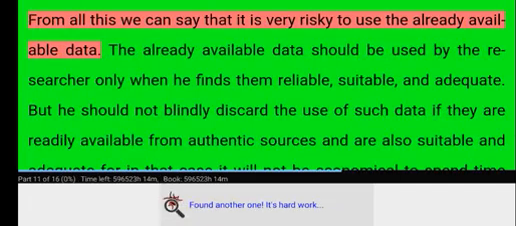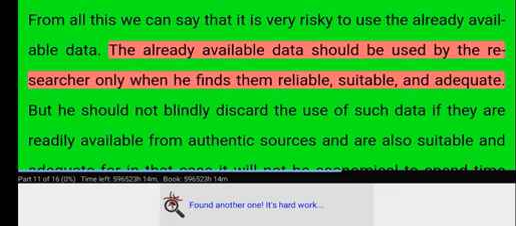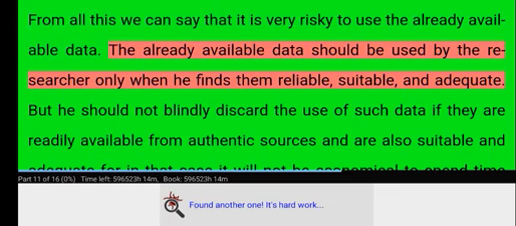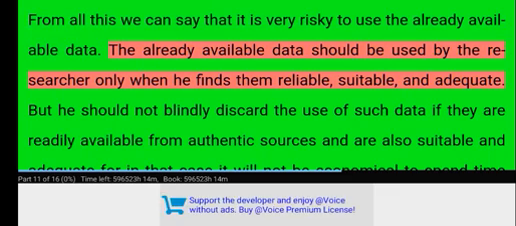From all this we can say that it is very risky to use the already available data. The already available data should be used by the researcher only when he finds them reliable, suitable, and adequate.